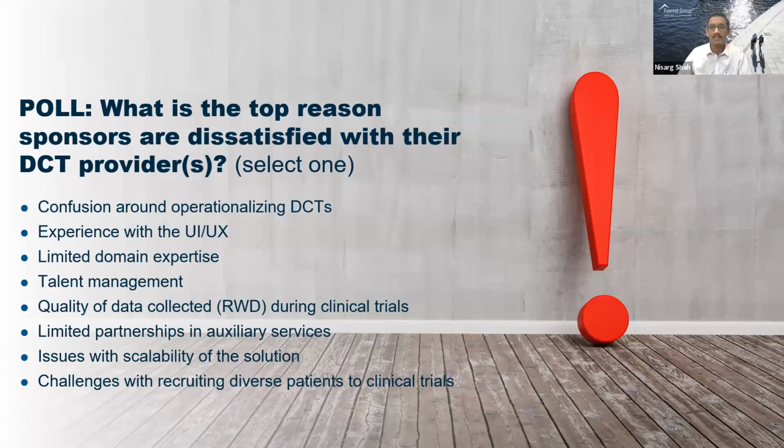Yeah, I think the poll is closed. So no surprises. You'll see that the top 3 are the confusion around operationalizing a DCT, followed by the scalability issues with the DCT, and one topic which is increasingly doing the rounds is diversity in clinical trials. So how do you onboard and recruit diverse patients in a clinical trial, especially a decentralized clinical trial? So Chunky, in case you're able to go to the next page.